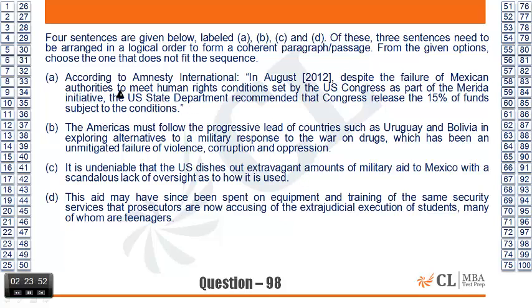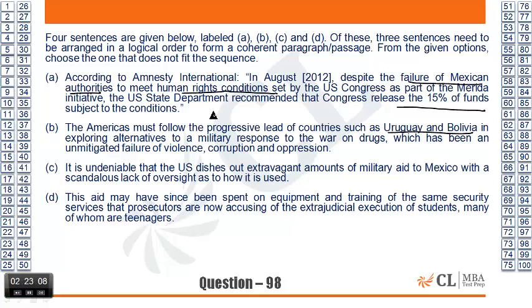Okay, what about this? Always painful. According to Amnesty International, in August 2012, despite the failure of Mexican authorities to meet human rights conditions set by US as a part of Merida initiative, the US State Department recommended that US release 15% of funds to Mexican, and they did some shit. That's what A says. Okay. B. Americans must follow progressive lead of countries such as Uruguay and Bolivia, or somebody else, in exploring alternative military response of war on drugs, which has been.